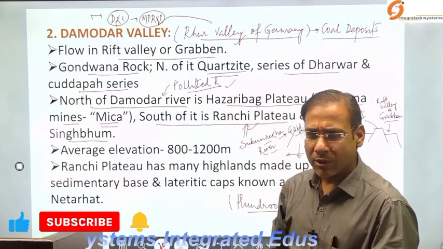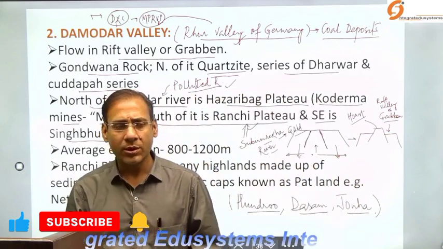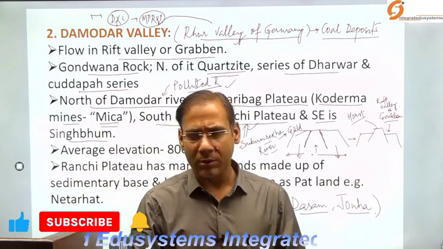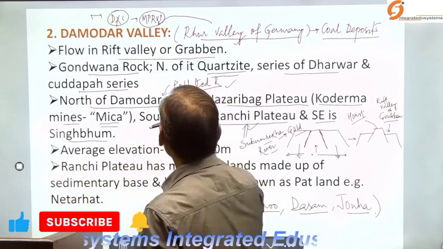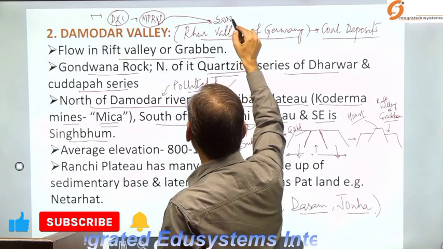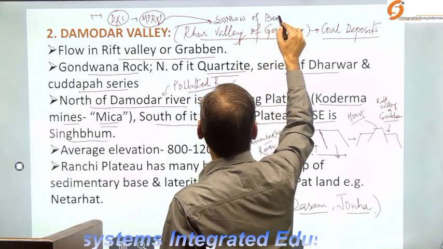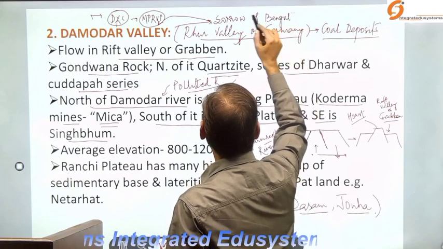Now Damodar is also very notorious and infamous for flood. Damodar is known as sorrow of Bengal. Damodar को क्या बोलते हैं? Sorrow of Bengal. So must keep in mind, Damodar is known as sorrow of Bengal. Why? Because of recurrent flood.